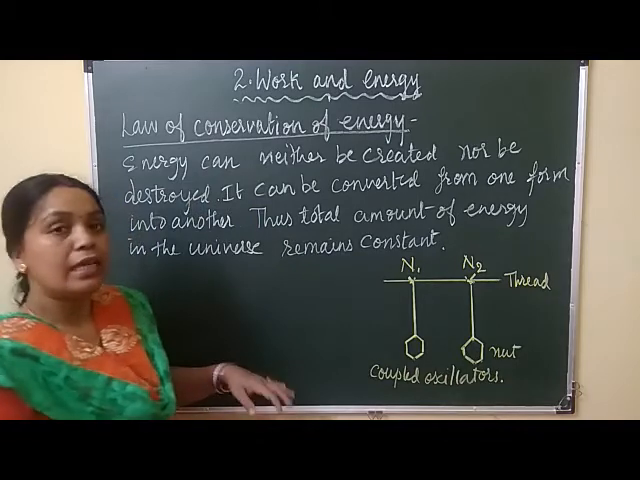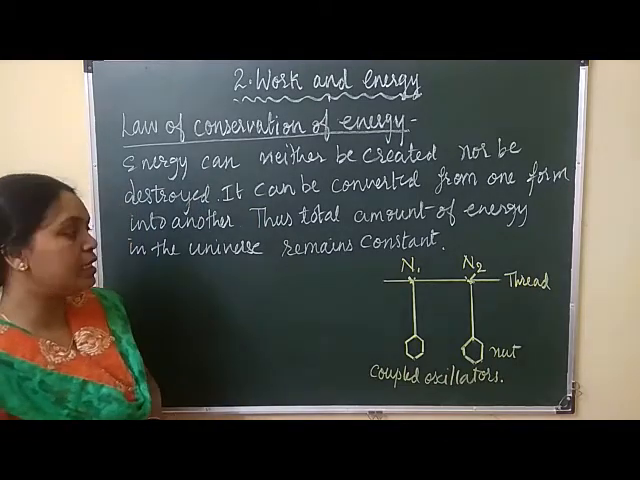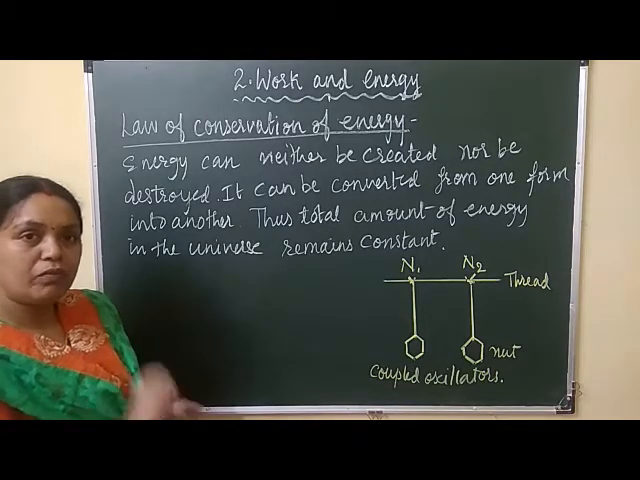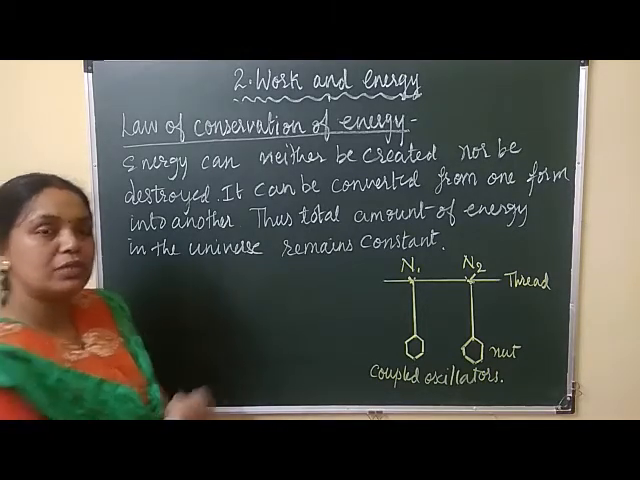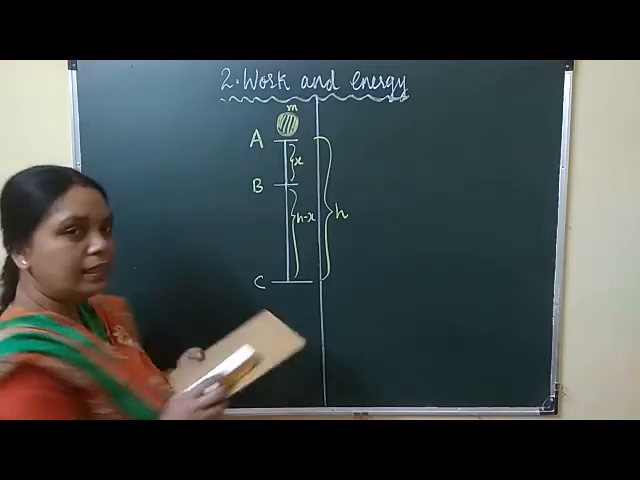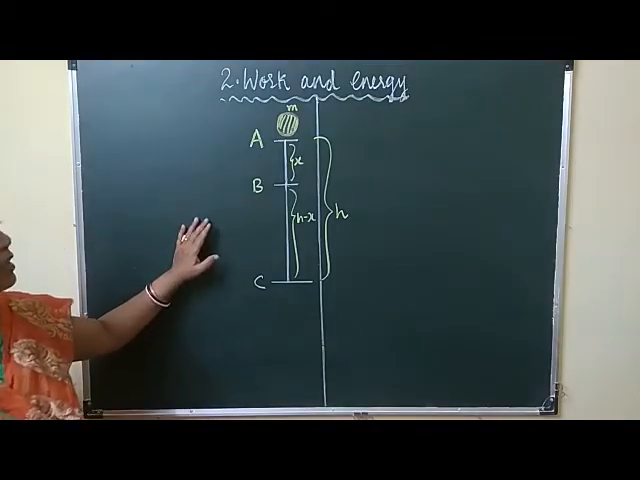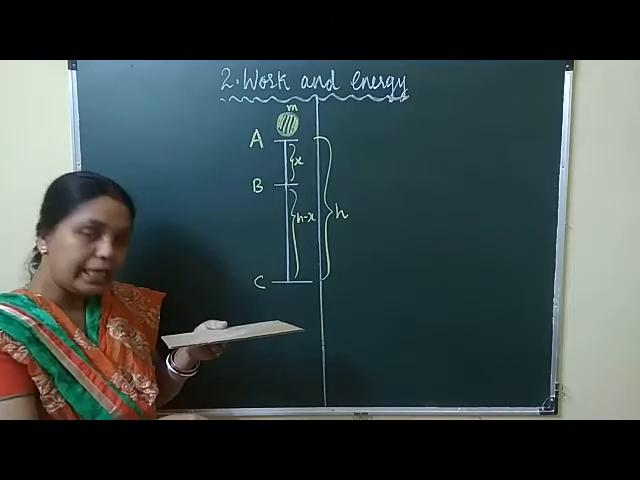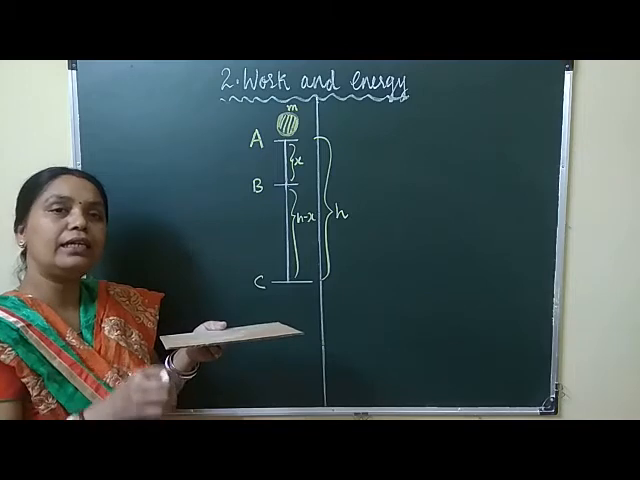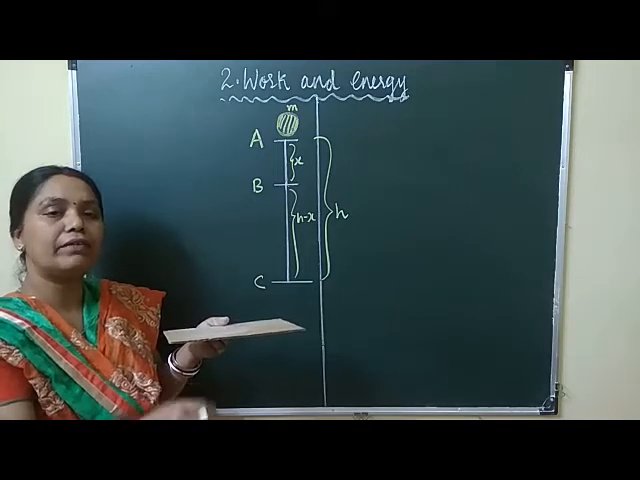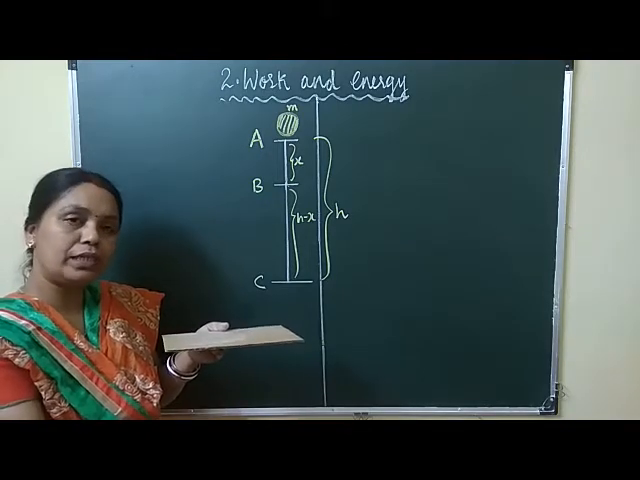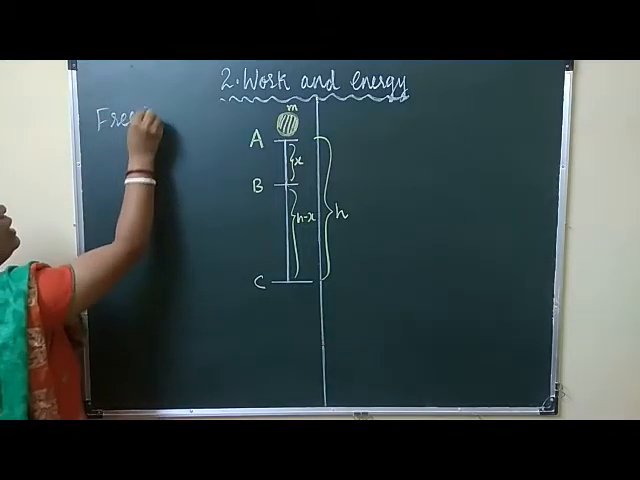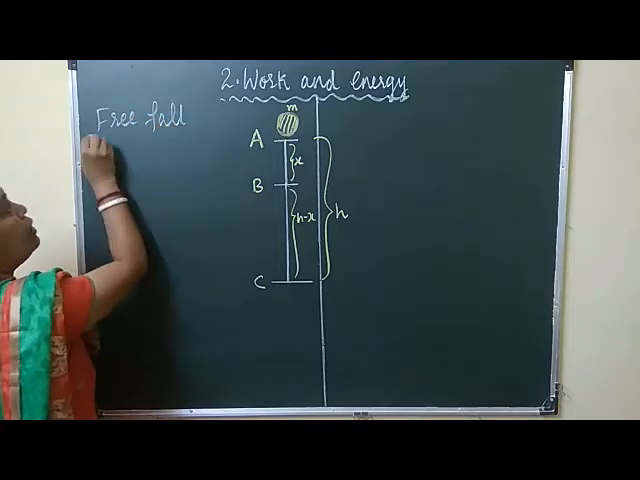This example helps you to understand that energy can get transformed from one form or from one place to another place. Let us understand the law of conservation of energy through this example. When this object is falling down, it is under the effect of Earth's gravitational force totally, and it is known as free fall, or a free falling body.